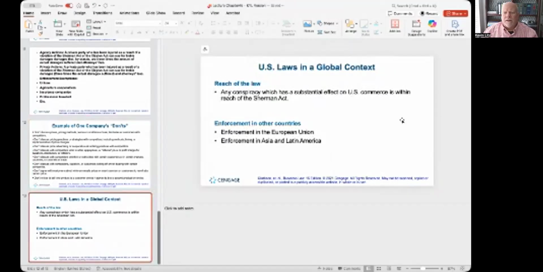Now, final thing, there are similar laws throughout Asia-Pacific, South America, Central America, and especially the EU. The EU will call them competition laws. But there are a lot of similarities to what we see in the US.